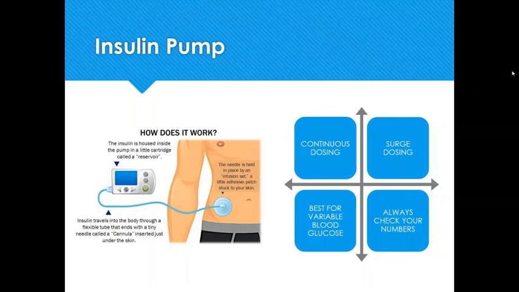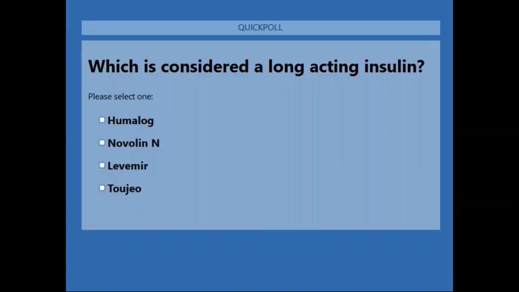On our next slide, we are going to be talking about some of the types of insulin. So to test your knowledge, we're going to open the next poll. Which of the following is considered a long-acting insulin? Humalog, Insulin N, Levemir, or Toujeo?